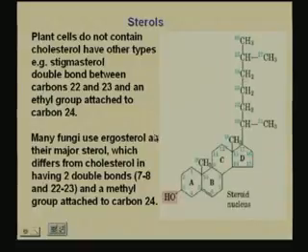In fungi, we have ergosterol, which is their major sterol. This again differs from cholesterol in having 2 double bonds, one here in the B ring between 7 and 8 and again between 22 and 23 like stigmasterol, and instead of the ethyl group that was attached in stigmasterol, we have a methyl group attached in ergosterol. Okay. So, these are the different types of sterols that are commonly known.